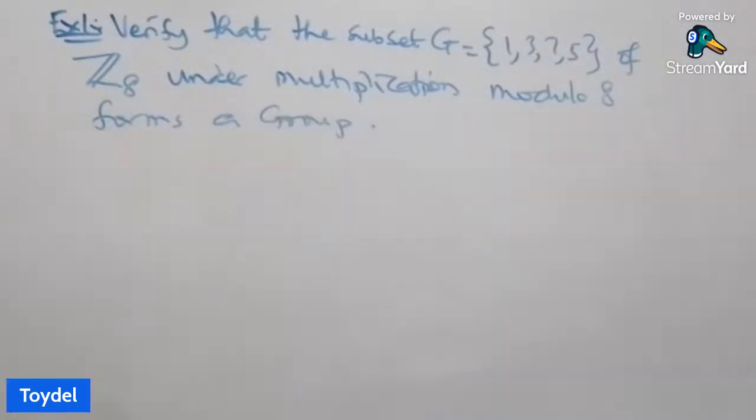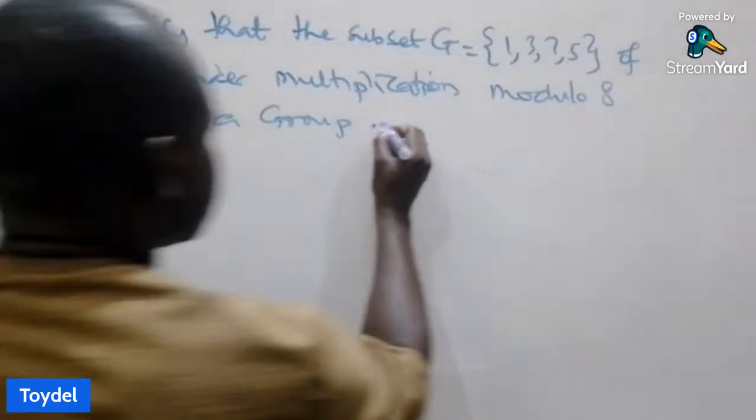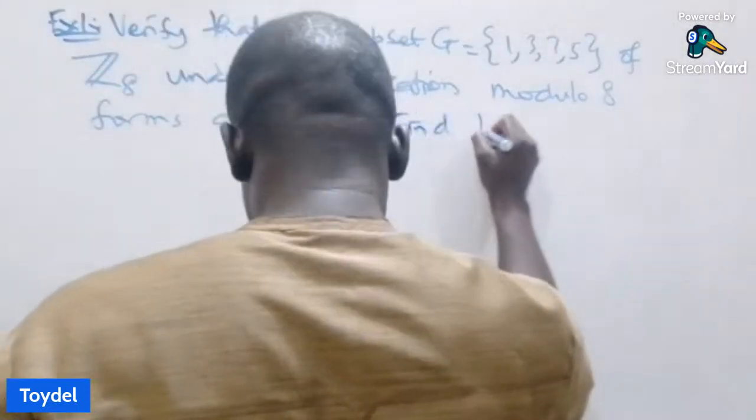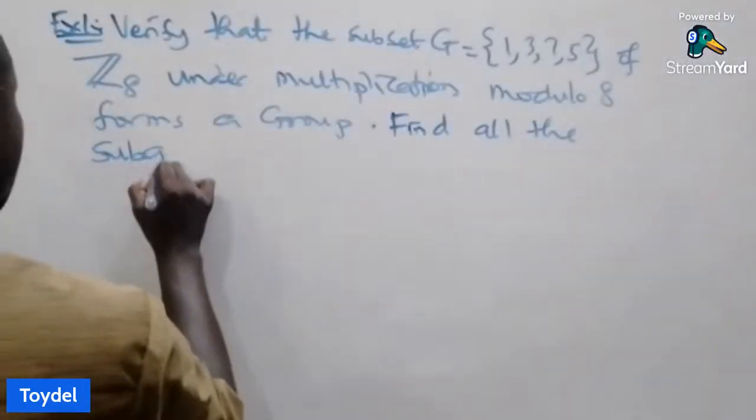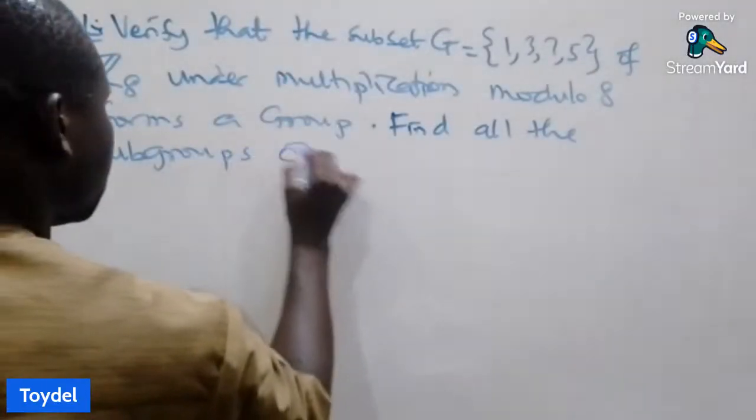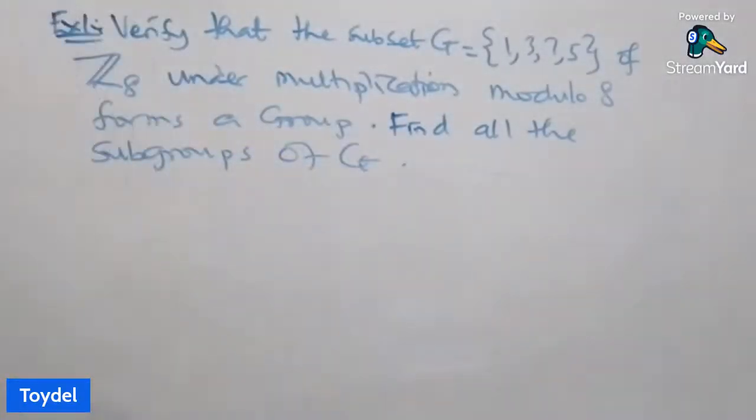So that's what we are given. That's what we want to do. Now let's look at it critically. That's the first part of the question. The second part now says find all the subgroups of G. So this is a 3-in-1 question.